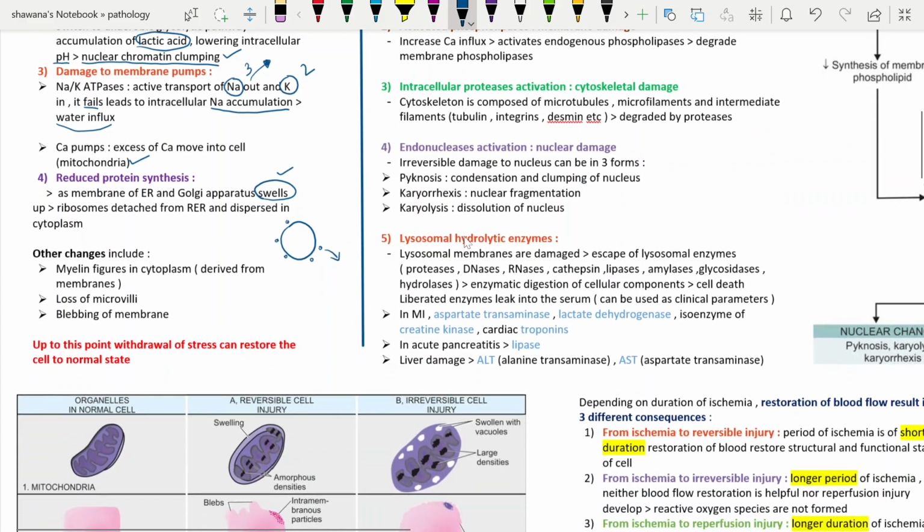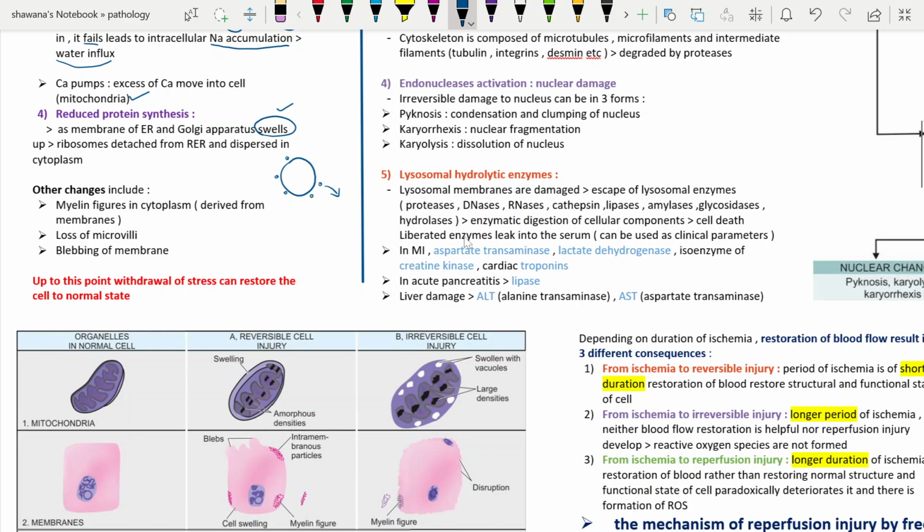Okay. The other changes in reversible cellular injury include myelin figures. Myelin figures are like circular figures which we can see under the microscope, and these are derived from membranes of the ER, membranes of the lysosome, and membranes of the Golgi.